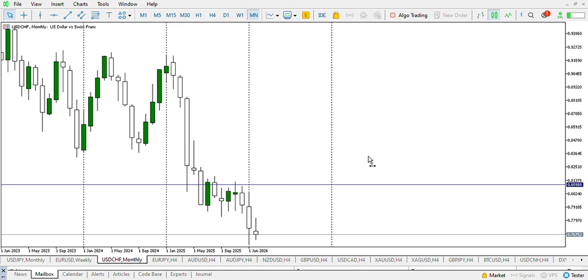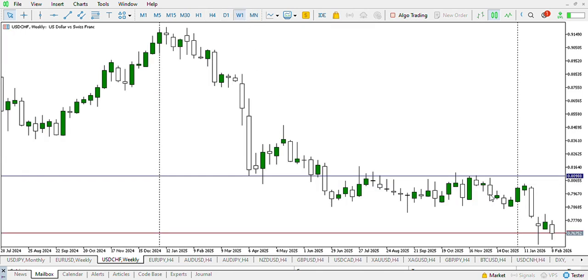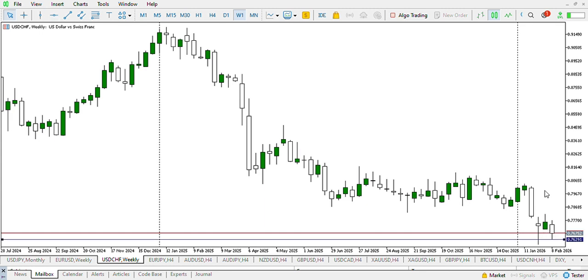On USD CHF, let's just go to the monthly, and on the monthly we can see price is in a downtrend. On the weekly you can see a clear downtrend, and this week that closed, it closed with a sell candle. Nevertheless, regardless of the fact that price is in a downtrend on this weekly, seeing that price closed with a bearish candle, we would expect price to buy this coming week, because right here there is lots of liquidity. The sellers put their stop loss above the high of this previous week.